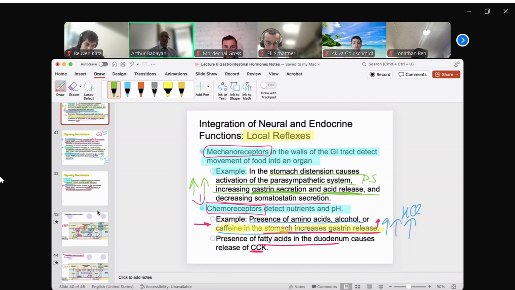Chemoreceptors detect nutrients and pH. Presence of amino acids, alcohol, caffeine in the stomach increases gastric release. That's why if you come to the exam, do not take the caffeine, do not take the coffee on an empty stomach, because that will increase the acidity and start bothering you.